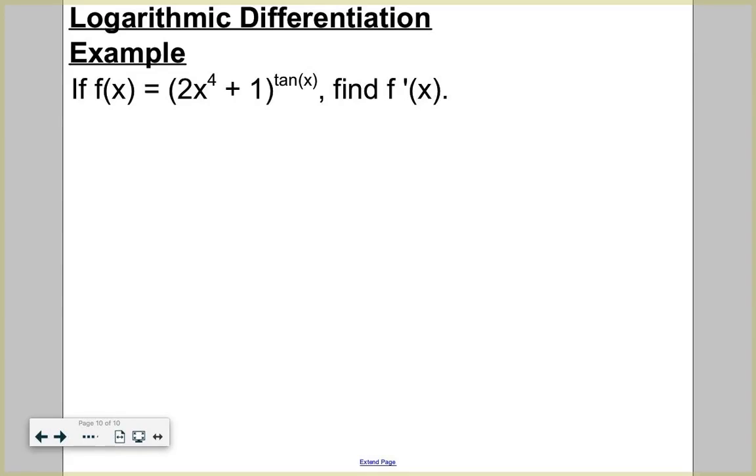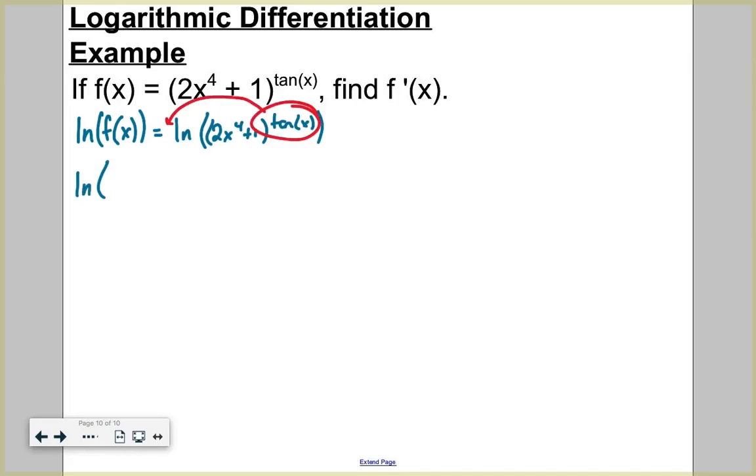First, take the natural log of both sides. We want to get that exponent to be a coefficient. So we have the natural log of 2x to the fourth plus 1, all raised to the tangent of x power. Now that we have the natural logs on both sides, we can bring the tangent to the front, and look at that product rule again. Hope you're getting good at the product rule. And this is going to equal tangent of x times the natural log of 2x to the fourth plus 1. Alright, algebra's done. Calculus time, let's take the derivative.